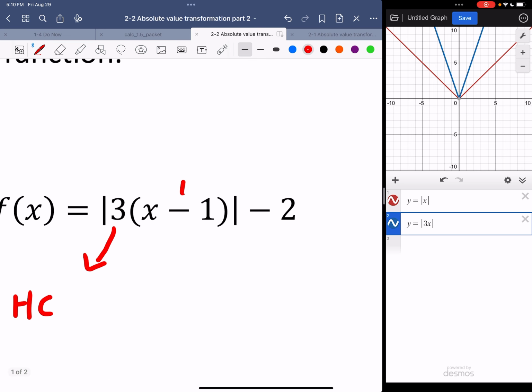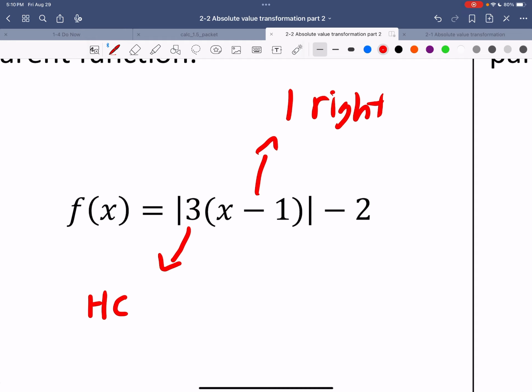And -1, it's the same thing as before. It's going to be 1 to the right, although I don't want to show it to you in the decimals because it's too easy. But you can do it. Just copy it down. And minus 2 is 2 down.